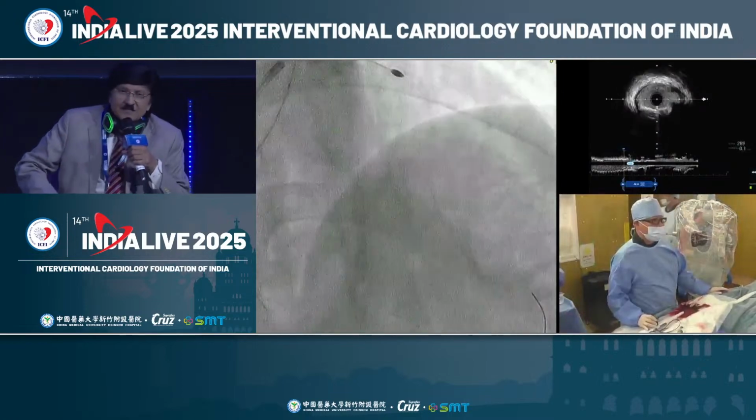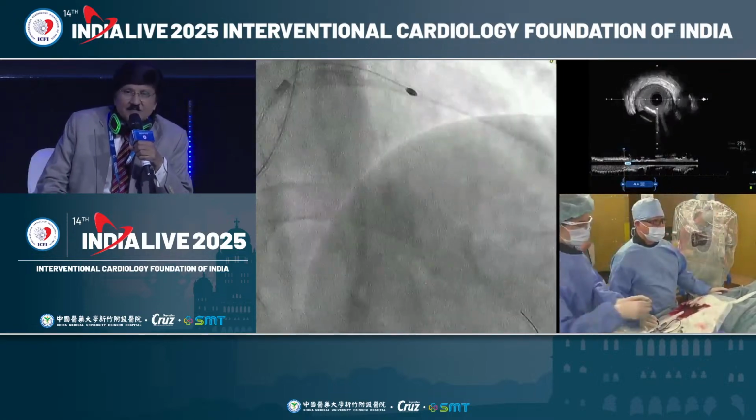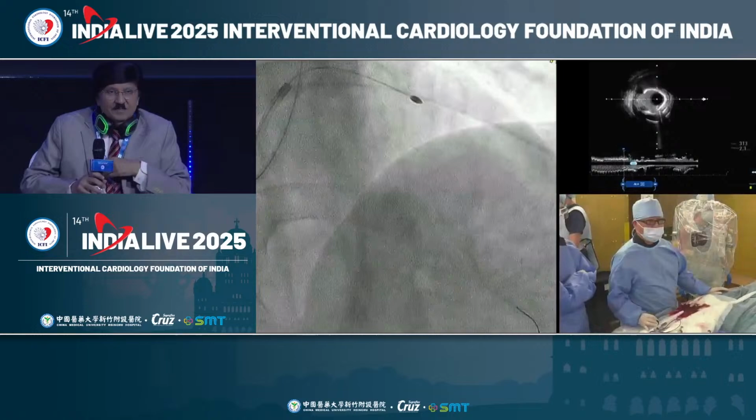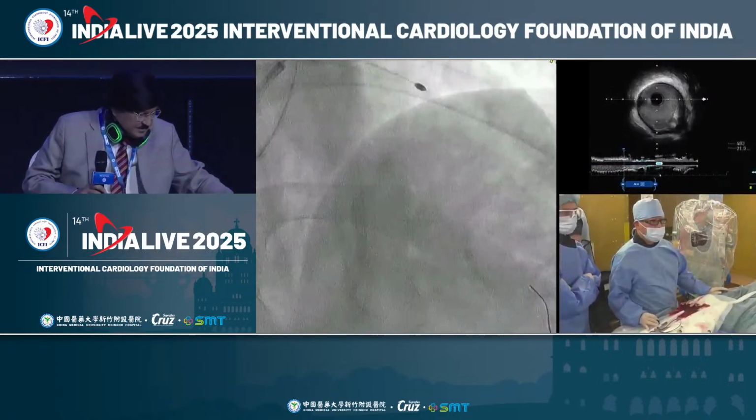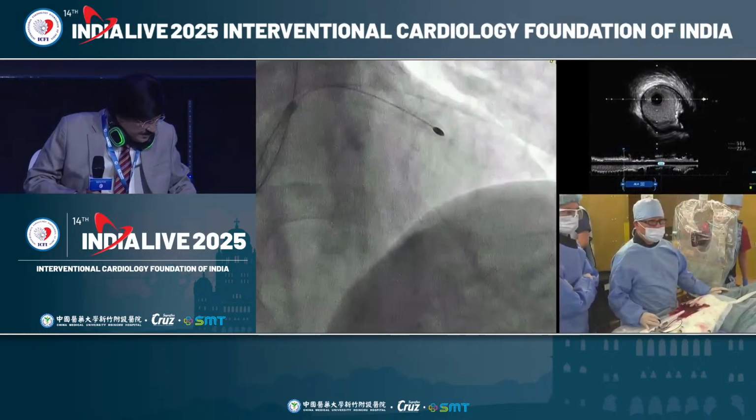But maybe we have to care about the side branch. Please remember that this lesion has a side branch, a big diagonal, and this diagonal also has a lesion in part. Maybe leaving a little more of the calcium is much better for keeping this bifurcation.